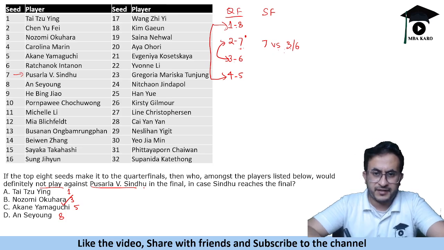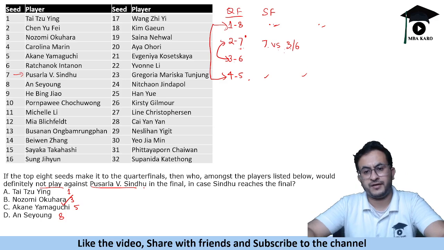We can have others in the final. For example, if 1 wins here, 1 can play against 7 in the final. 5 or 8: if 5 wins, then 5 goes to the final. Or instead of 1, 8 wins, and 8 goes to the final. So we can have all other possibilities.